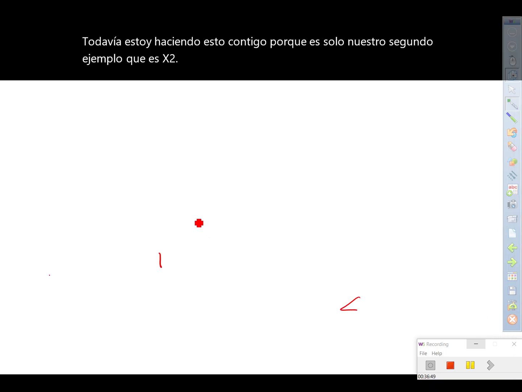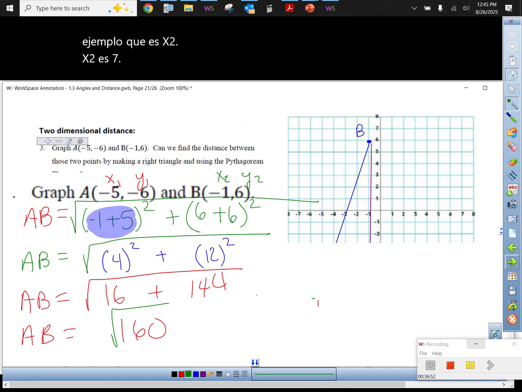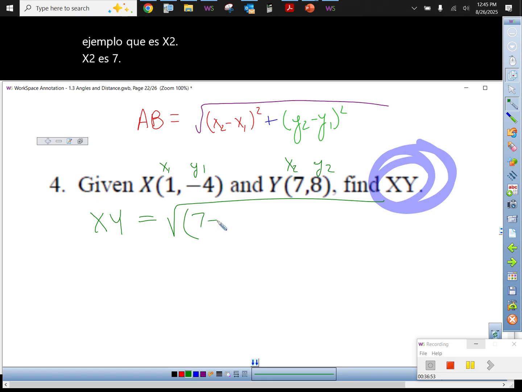X2 is 7 minus X1, quantity squared, and slow down because I'm going to show you that shortcut now, plus Y2, which is how much? 8 minus a minus 4, so doesn't it turn into a plus? I know it's tough getting back into the groove of school. Does it make sense why the plus shows up? Because it's minus a minus.